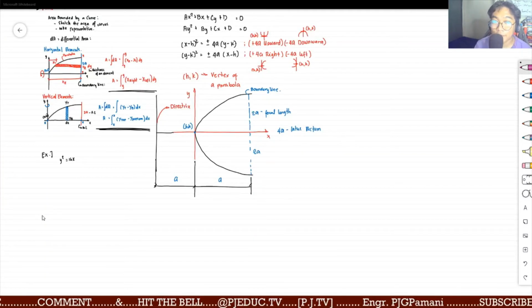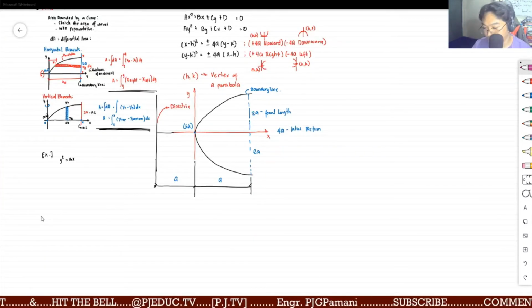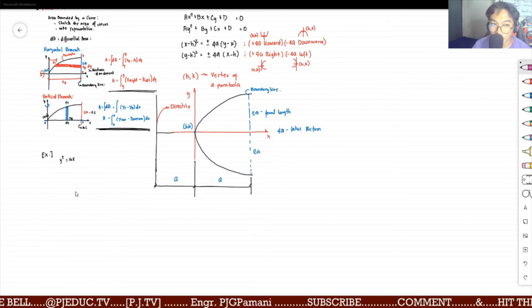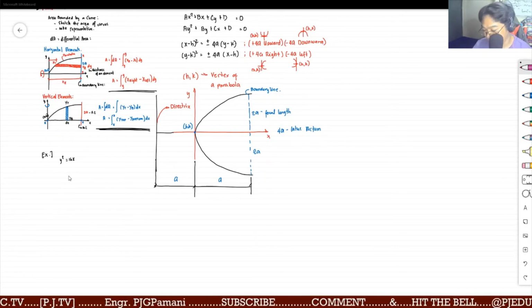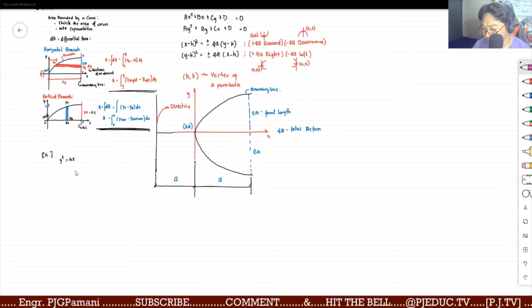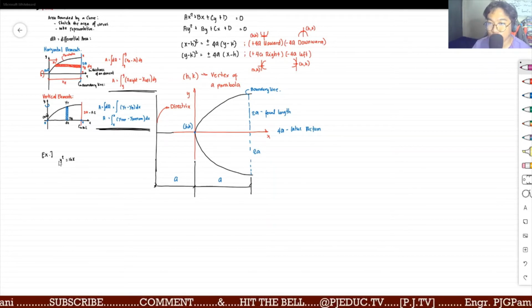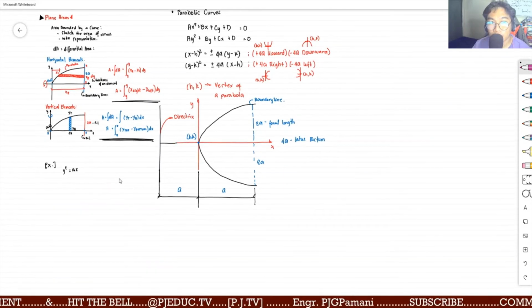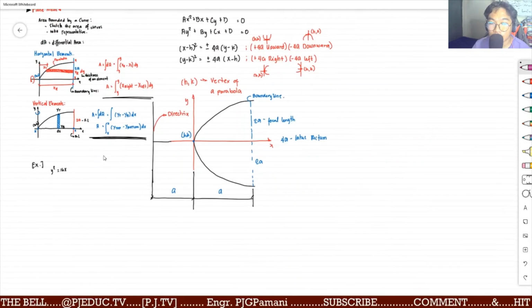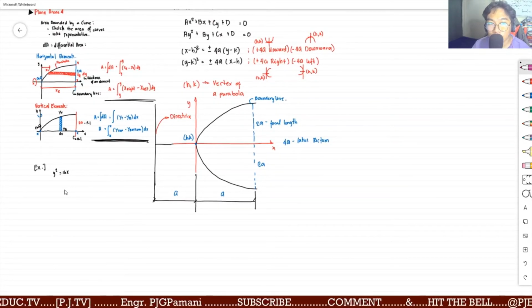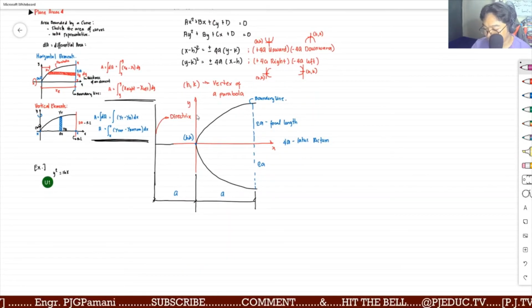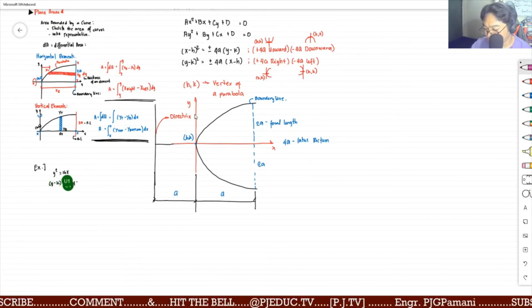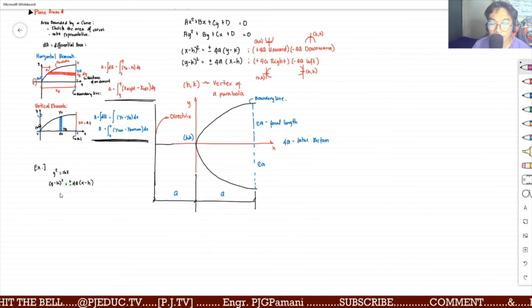Now for our example of the area bounded by a curve, let us try to solve for the area of this given parabolic curve. How are we going to determine if this is a parabolic curve given y squared equal to 16x? Refer again to our parabolic curve equation in its general form. If it is y squared, then that is y minus k squared equal to either positive or negative 4a of x minus h.